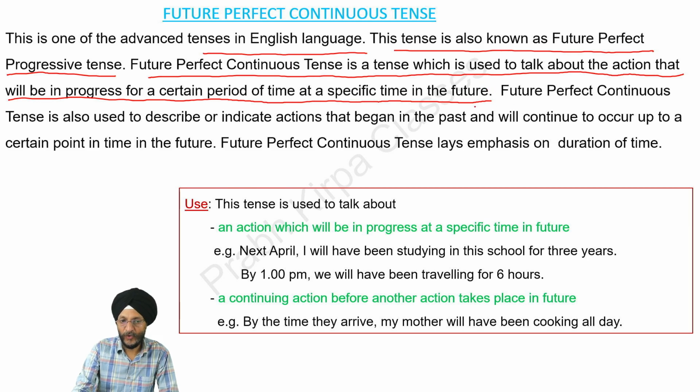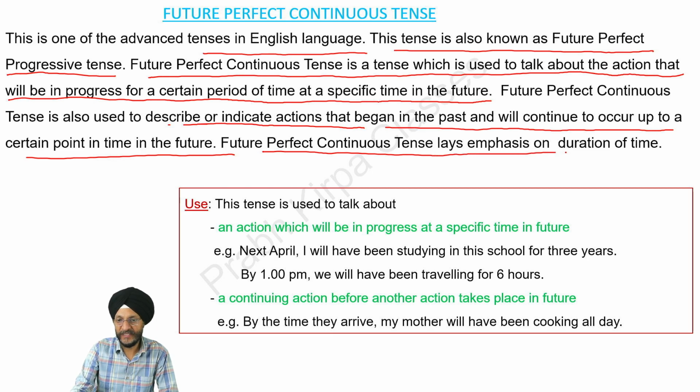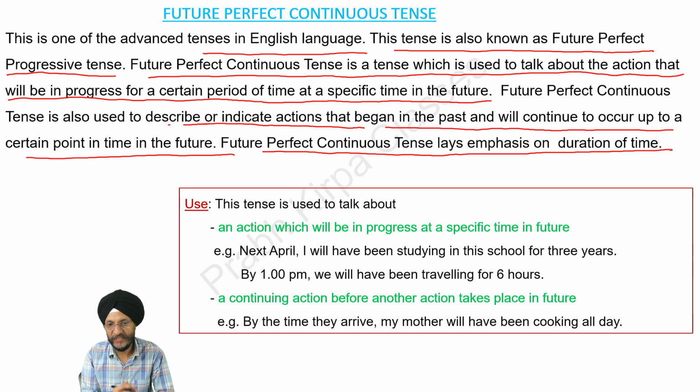Future perfect continuous tense is also used to describe or indicate actions that began in the past and will continue to occur up to a certain point in time in future. Future perfect continuous tense lays emphasis on duration of time. If we go through the definitions, it may seem that this tense is difficult, but you will see that this tense becomes easy when you go through the examples which we are giving.